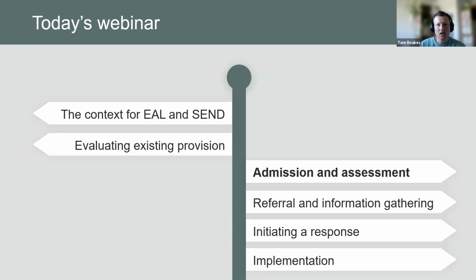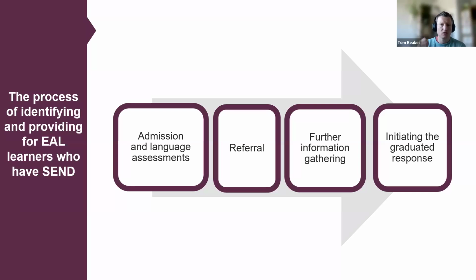Okay. The next stage we're going to look at is admission and assessment. Admissions and assessment is the first of 4 steps in the process of identifying and providing for EAL learners who have SEND. For each step, I'm going to highlight the areas of our guidance that can be used, starting from a child's admission, then proceeding through the stages of referral, further information gathering, and finally initiating the graduated response.